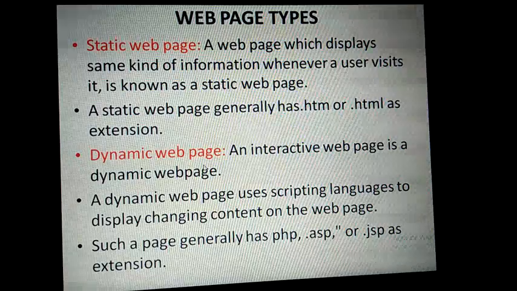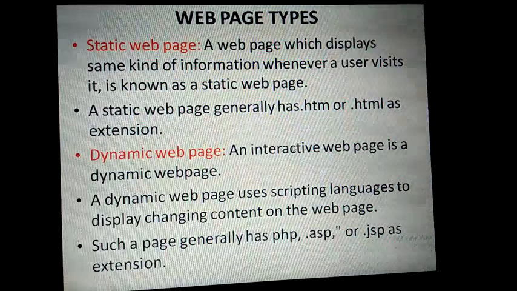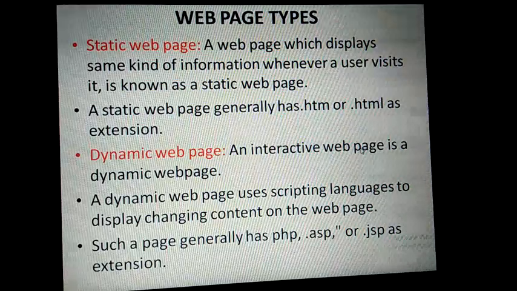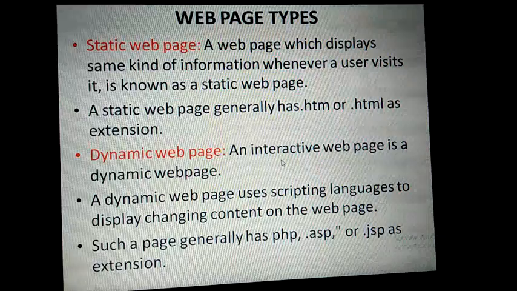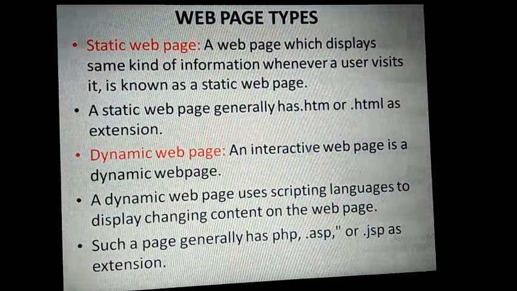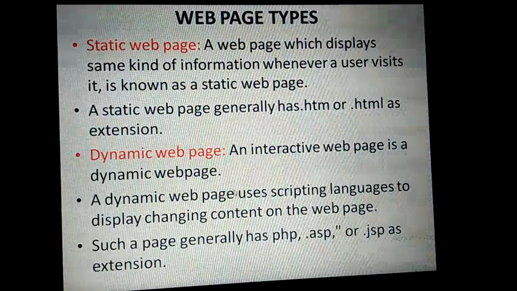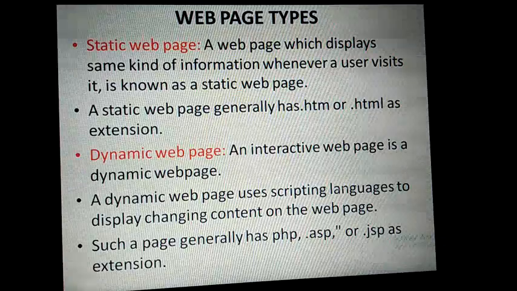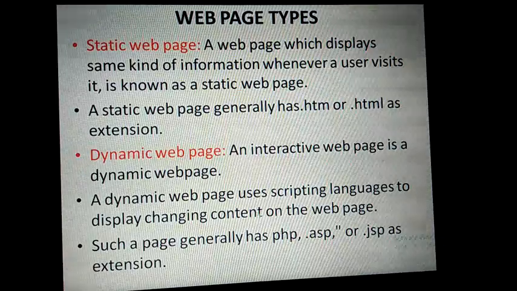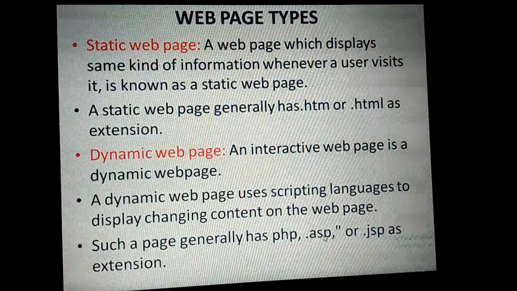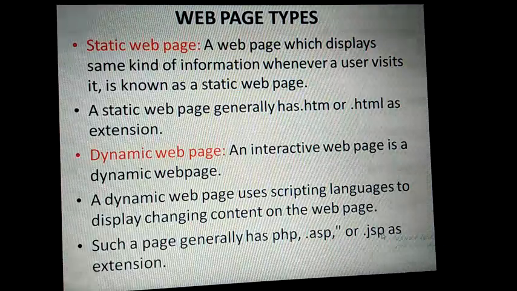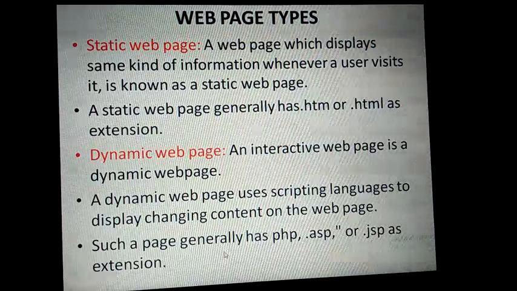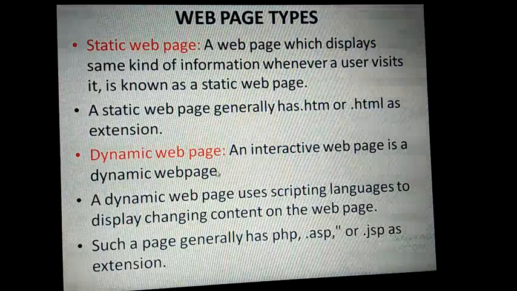A dynamic web page is the opposite of a static web page. It is an interactive web page. It will ask some kind of questions from the user, and the user can interact with the website. That kind of web page is known as an interactive web page, a dynamic web page. It uses HTML along with scripting languages to display the changing content on the web page. For that we use Active Server Pages and Java Server Pages. ASP and JSP are used for creating these pages.